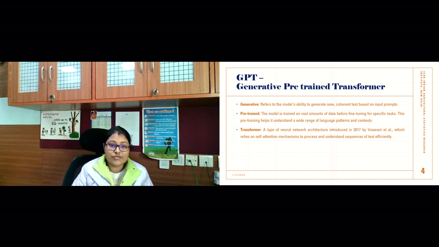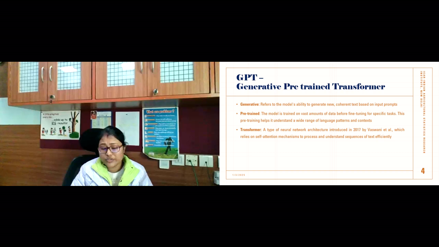Now coming to the transformer. The transformer is a type of neural network architecture. It was introduced in 2017 by Vaswani et al. in a paper called Attention Is All You Need, which relies on self-attention mechanisms to process and understand sequences of text efficiently. What is core to the transformer architecture is an encoder-decoder architecture.